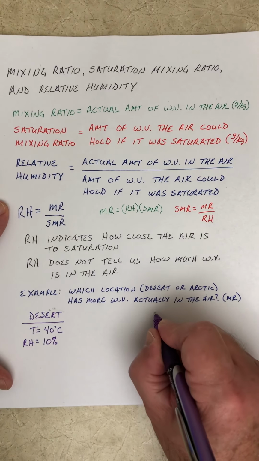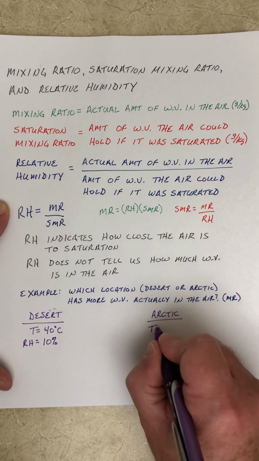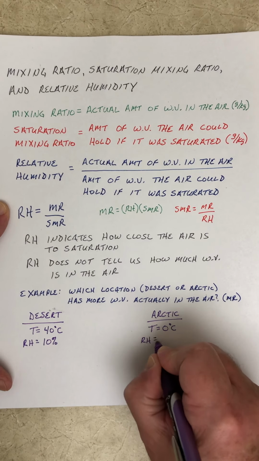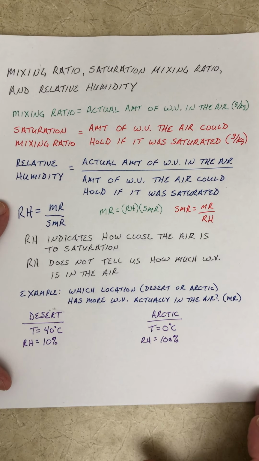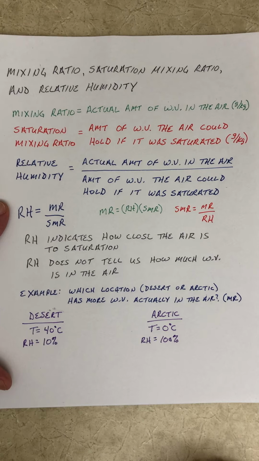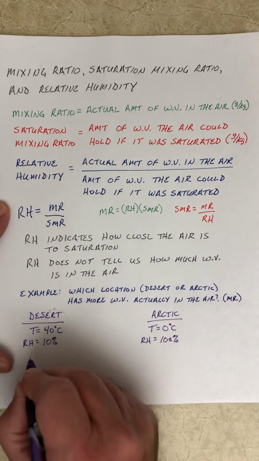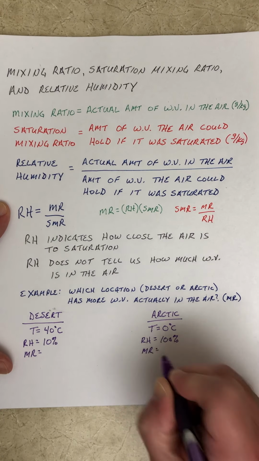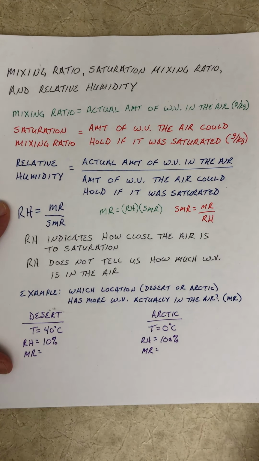And if we look at the Arctic, let's say the temperature here is 0 degrees Celsius. And the relative humidity is 100%. The air is saturated. It's holding all of the water vapor it could hold at that temperature. So these are the two pieces of information that I'm giving you, and from that you need to determine the mixing ratio. We need to compare the mixing ratios to answer our question of which location, desert or Arctic, has more water vapor actually in the air.